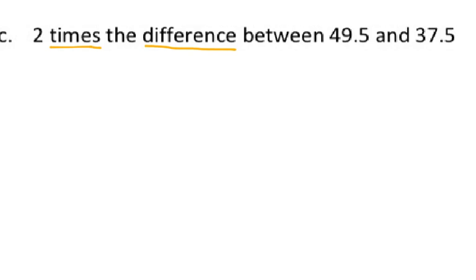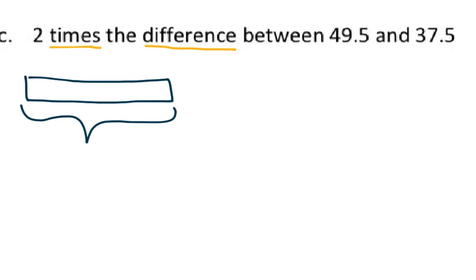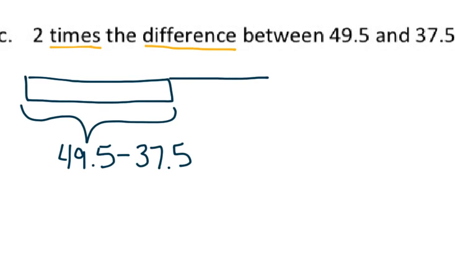And I know that this block right here is going to be 49 and 5 tenths minus 37 and 5 tenths. But I need 2 of those, so I need another tape that is the same size. Let's pretend those are the same size. So I'm looking for 2 times the difference, which is telling me I'm subtracting between 49 and 5 tenths and 37 and 5 tenths. So now I'm going to write this as an expression.